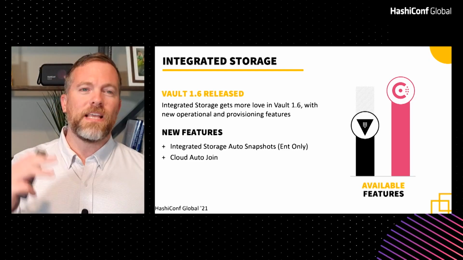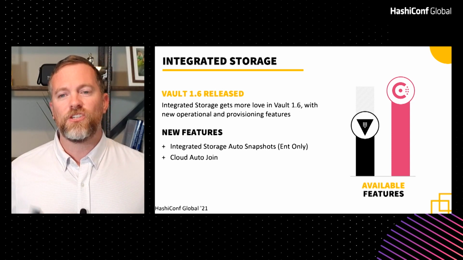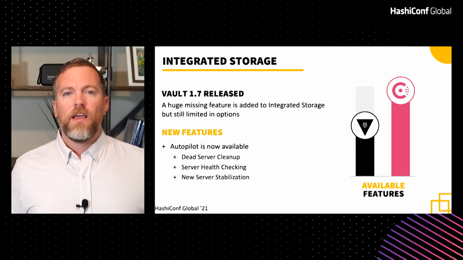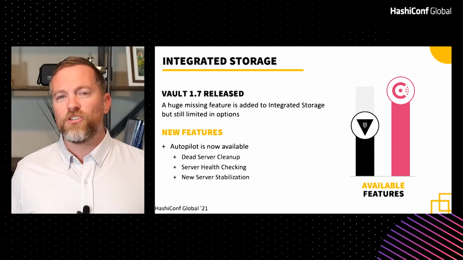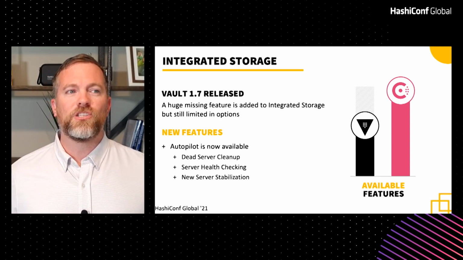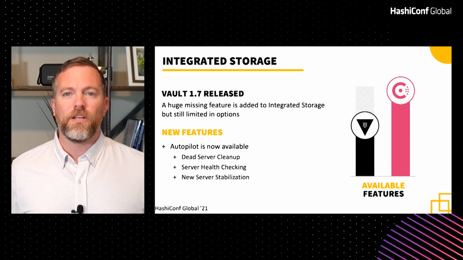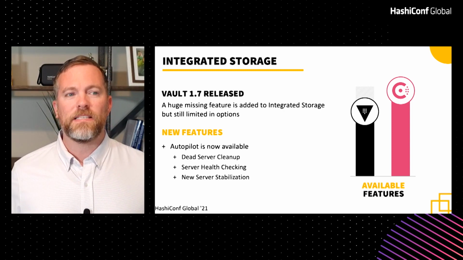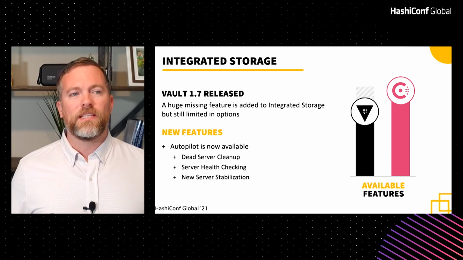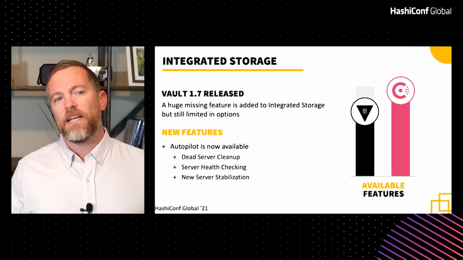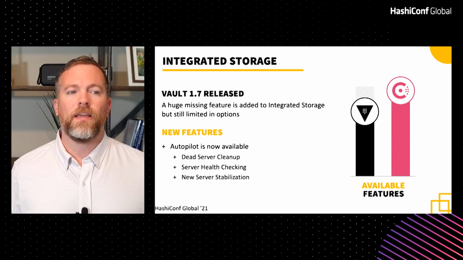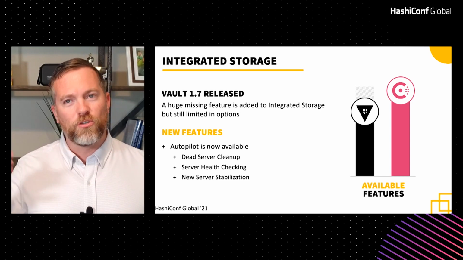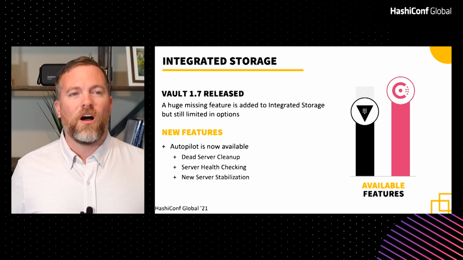All right, so we're moving up the stack here. We're starting to get on feature par with Consul. Vault 1.7 was finally released. Finally, a huge missing feature was added to Vault integrated storage, but it's still limited in options. And what I mean is autopilot. Autopilot is now available in 1.7, but we didn't get all the features that Consul autopilot has. We got dead server cleanup, server health checking, and new server stabilization. So again, we're getting closer to being on par with Consul here.